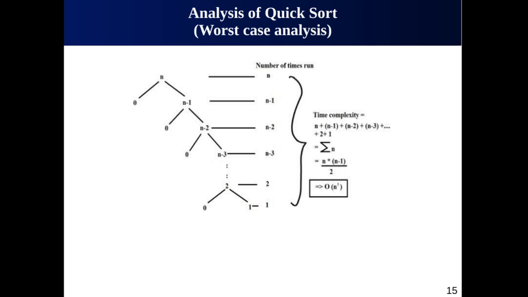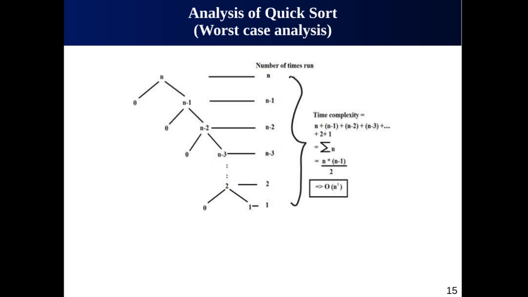What does it mean? If the array is in ascending order and you select the first element to be the pivot, then all the elements will automatically go to the right-hand side of the pivot. That is the worst case. Or vice versa: if the array is in descending order, the pivot is the largest element and all the elements are less than the pivot, so all the elements will occupy the left-hand side of the pivot. That is also the worst case, which means that one partition will contain no elements and the other partition will contain n minus 1 elements.